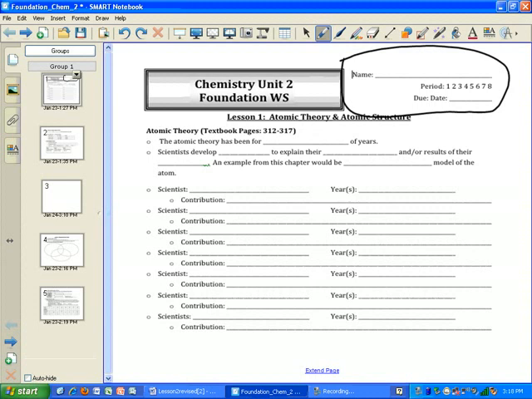First, we're going to be talking about your atomic theory, and it can be found on textbook pages 312 through 317. The atomic theory has been around for thousands of years. This has been going on since the Greeks. And then scientists have developed models since then to explain their hypotheses and or results of their experiments.